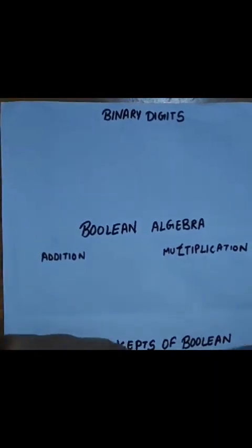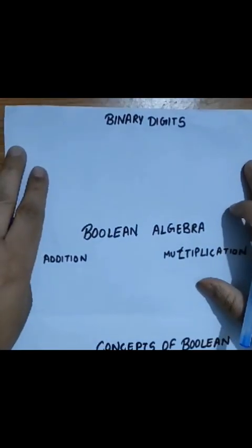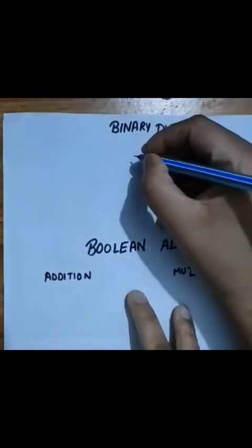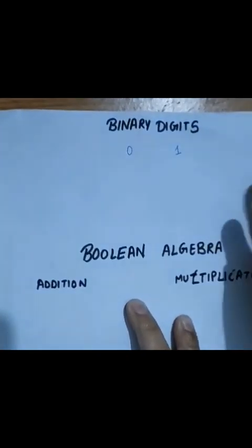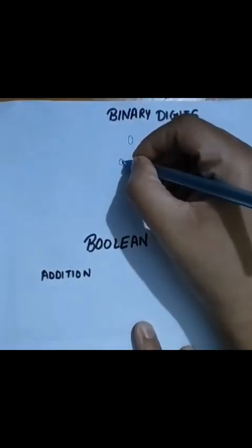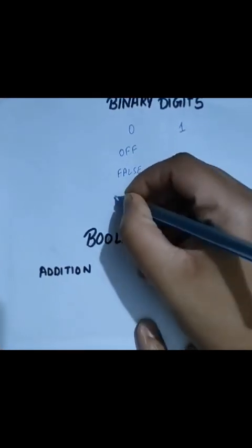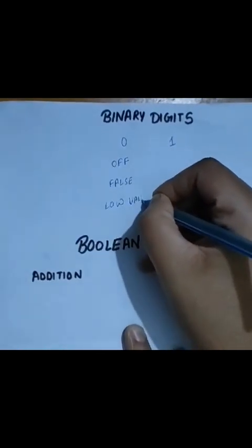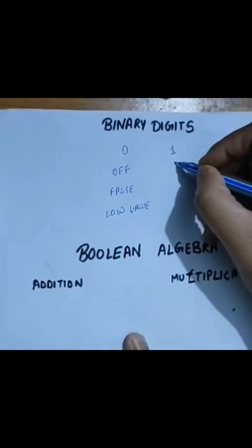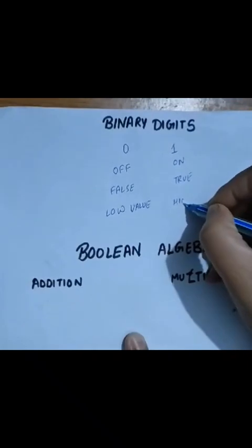Today we learn about Boolean algebra and logic gates. So binary digits. What are binary digits? 0 and 1. Computer can only understand 0 and 1. 0 represents off, false and low value. Whereas 1, it represents on, true and high value.